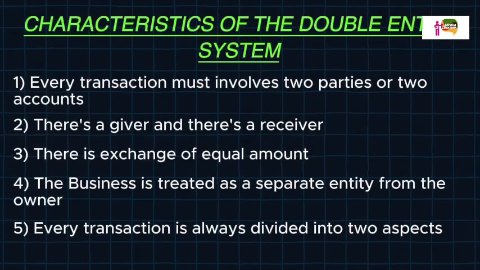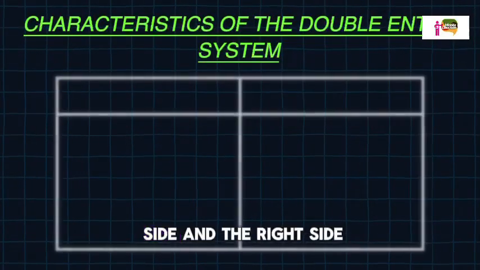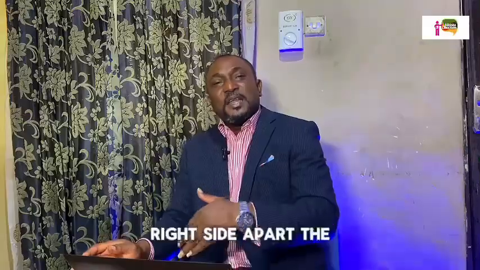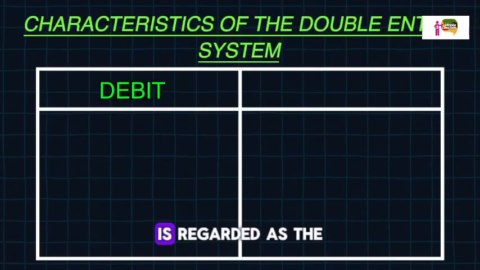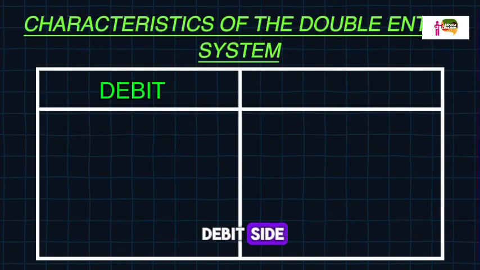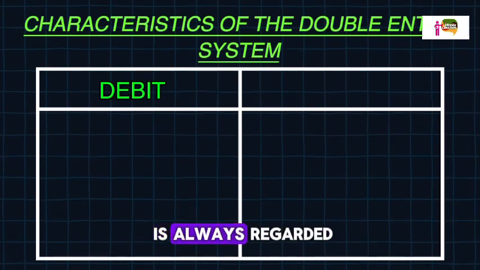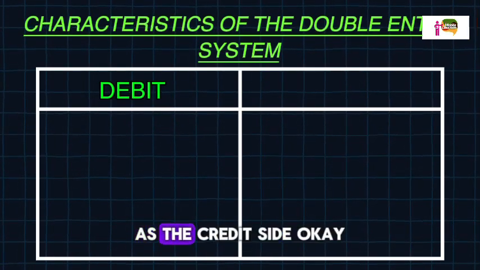Double entry accounting system. Every transaction is always divided into two aspects. You have the left side and the right side. We normally use a T format to explain. The left side of the T is regarded as the debit side, while the right side is always regarded as the credit side.